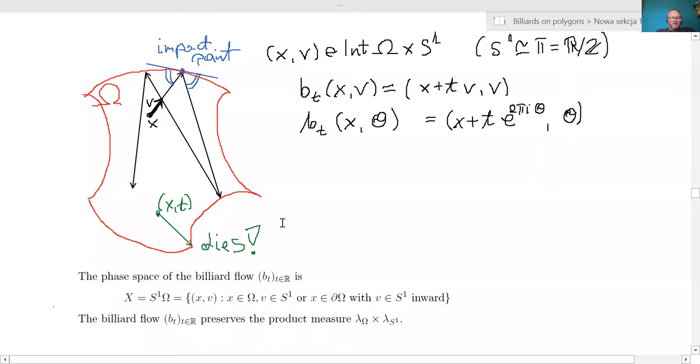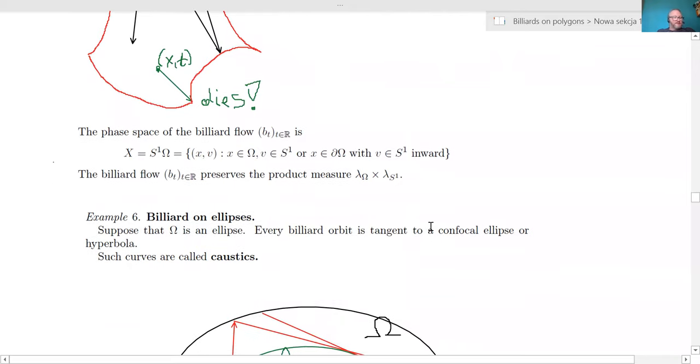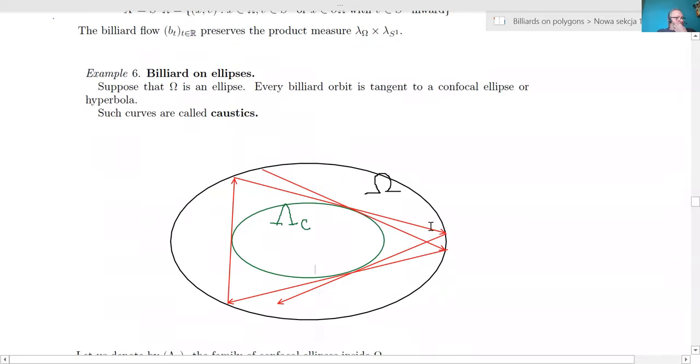And it is not so hard, but it is not completely easy also, to show that the billiard flow preserves the product measure of the Lebesgue measure on Omega and the Lebesgue measure on the space of directions. And now probably the best way is to move to specific examples of billiards. And let's start from billiard flows on ellipses.